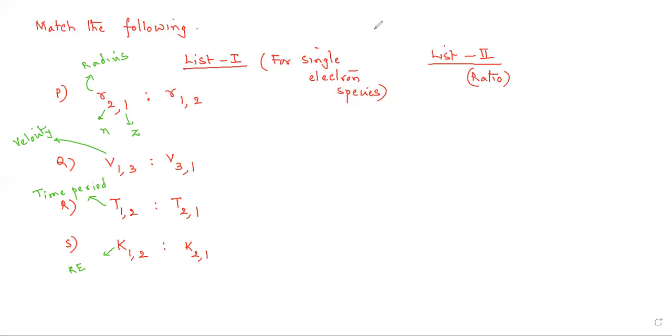Coming to list 2. First one is 9:1. Second one is 8:1. Third one is 16:1. Then the fourth one is 1:32. Okay, so this is the question. Let us solve them one by one. We'll give you things one after the other.